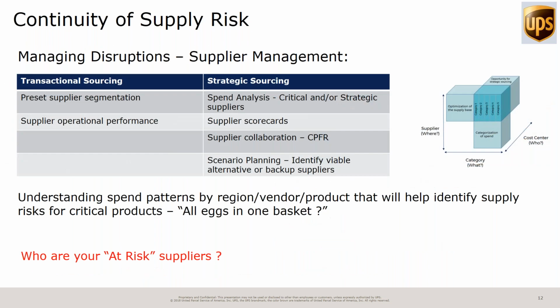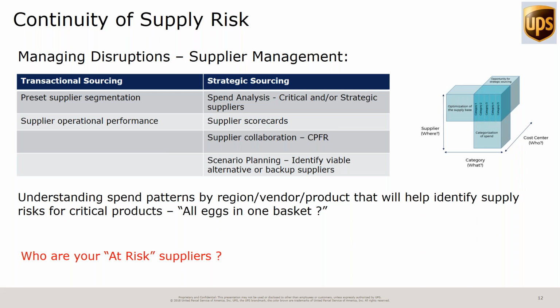Now moving on to the long term, when we think about managing disruptions, both from a strategic standpoint and as it relates to the long term, supplier management and sourcing is key. When you think about transactional sourcing, usually you'll find preset supplier segmentation, whether it's A, B, and C based on your total spend with vendors, and then maybe an operational evaluation of your supplier performance, maybe on a handful of key metrics, such as PO on-time delivery or a quality metric. But it needs to be more than that, right?